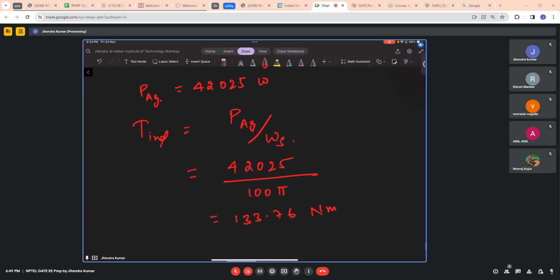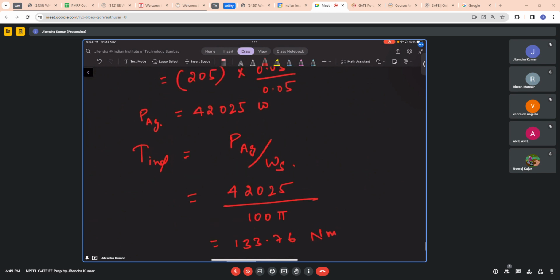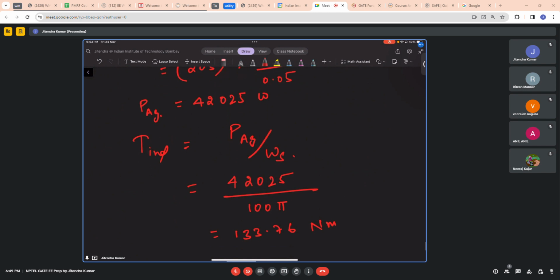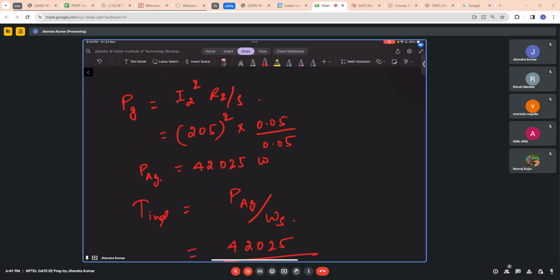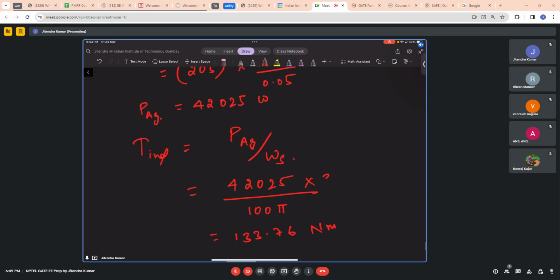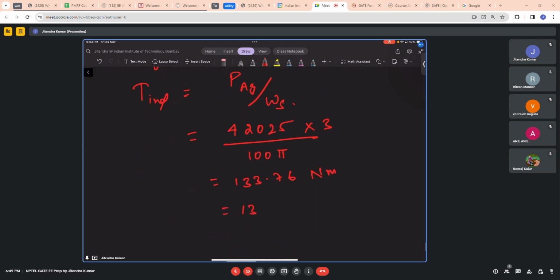Okay, and this power PG is okay. Three I2 square. Oh, we missed the factor of 3. So 3 will be multiplied everywhere. Into 3, it will be 401.3 newton meter.